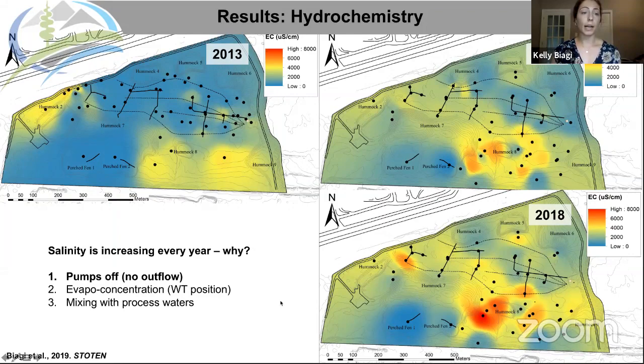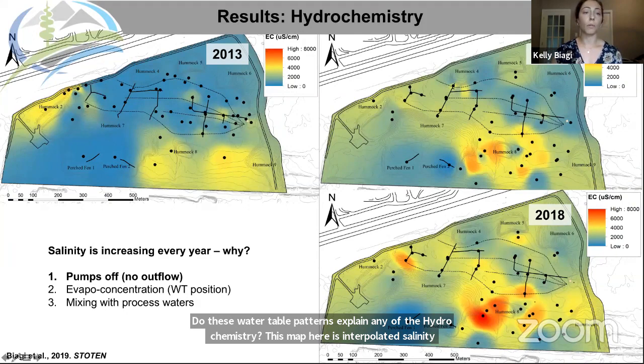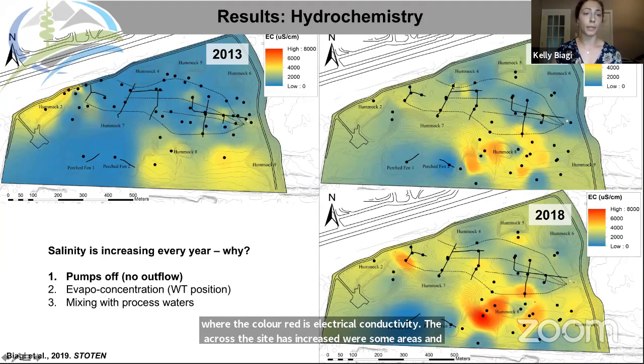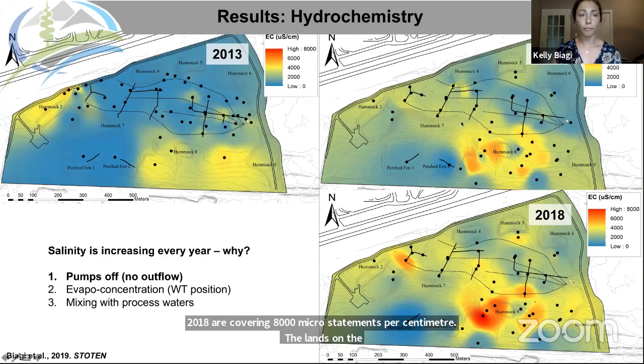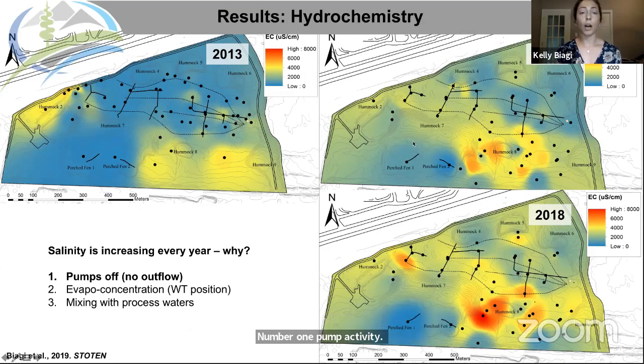Number one, pump activity. In 2013, the inflow pump was constantly bringing in fresh water. The outflow pump was flushing any saline water out. So it kept the salinity in the wetland relatively low, under 1,000 microsiemens per centimeter. With those pumps off, there's an accumulation of ion concentration as there's no consistent flushing of that water out of the system.